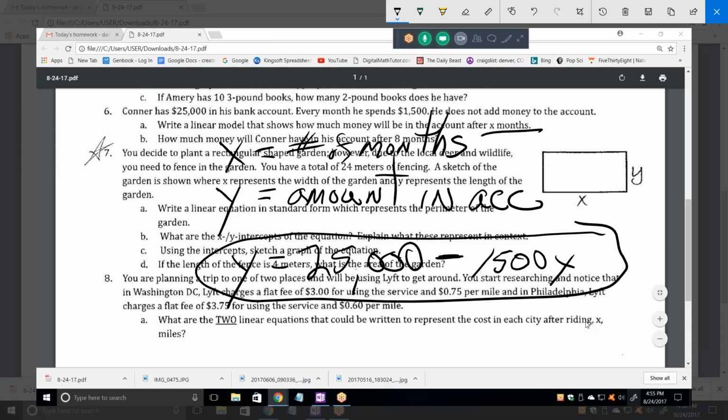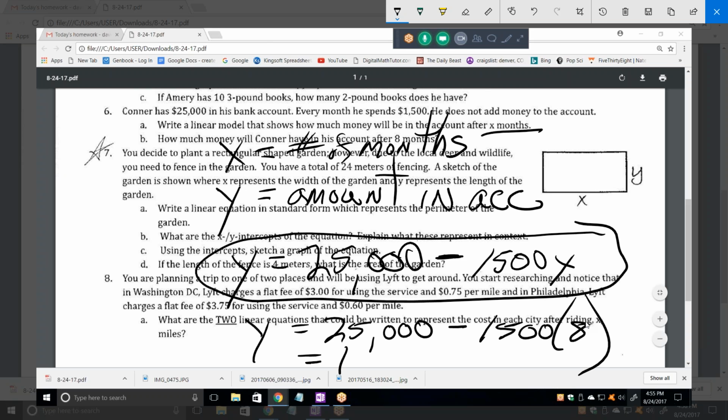How much will he have after 8 months? That much right there. Okay, so 13,000. You see how I got that? 13,000. Okay. How much will he have after 100 months?